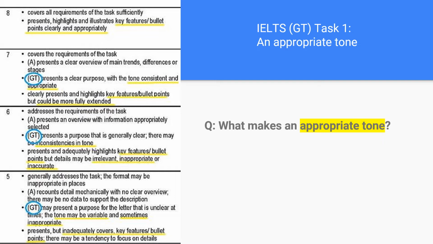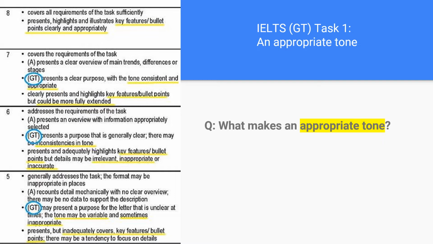In Band 7, the tone is appropriate and consistent. In contrast, the tone in Band 6 is inconsistent, meaning it doesn't stay the same. In Band 5, the tone is variable, meaning it varies or it changes, and it is sometimes inappropriate. Notice that in Band 7, the tone is appropriate, but in Band 5, it's inappropriate.